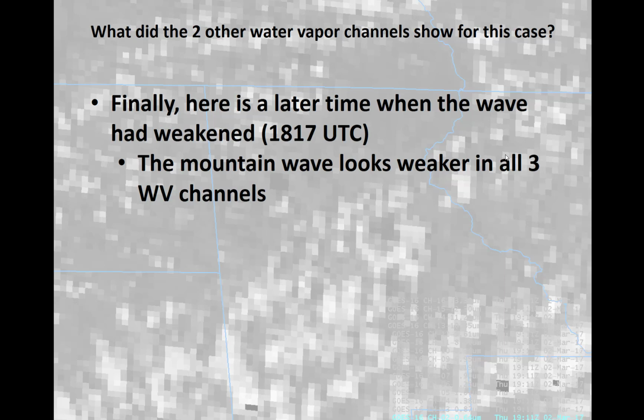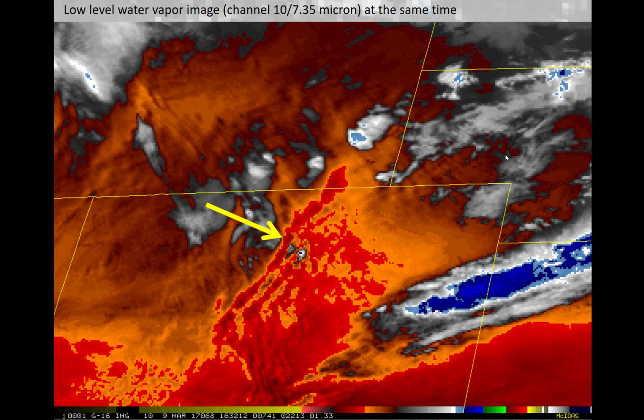The low-level water vapor imagery is pretty interesting in terms of watching the shortwave go by, but you really can't see the evident wave structure as well, in my opinion, in terms of the color curves and stuff like that. So.